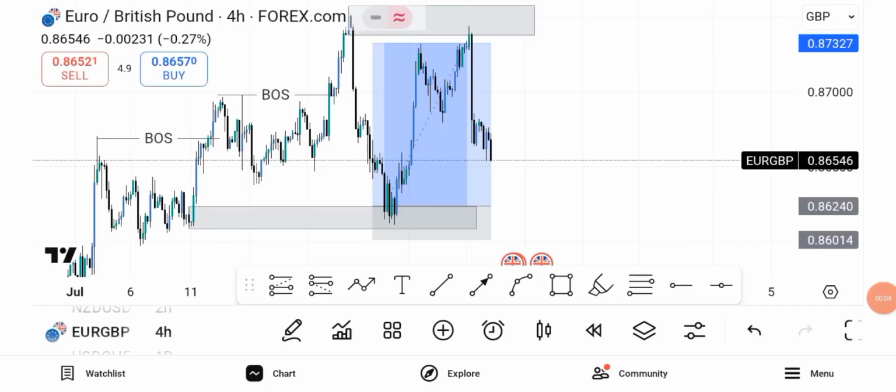Today I have with you guys Euro GBP. So today I am going to show you how I was able to catch this beautiful trade on the 4 hour time frame, and I'm going to show you how I was able to capture this trade.